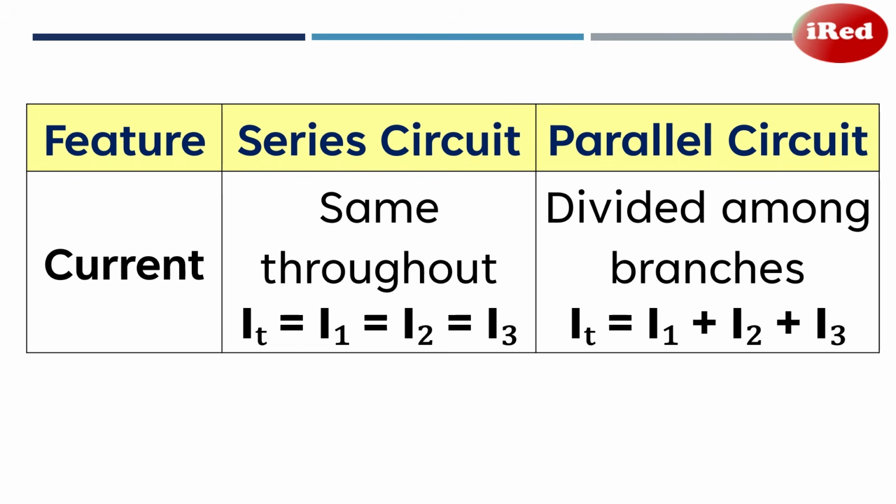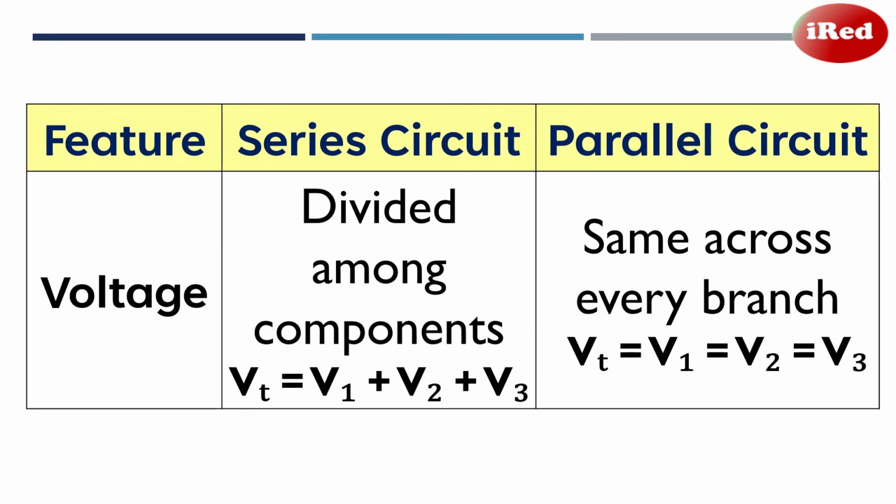Next, let's see the current in series and a parallel circuit. In a series circuit, the current is the same throughout the circuit because there is only one path. While in a parallel circuit, the current is divided among the branches, and the total current is the sum of the currents in all branches. How about the voltage in series and parallel? In a series circuit, the source voltage is divided among the components. But in a parallel circuit, every branch receives the full source voltage.